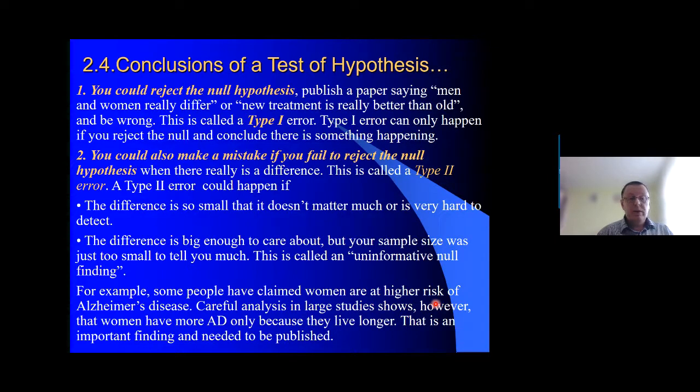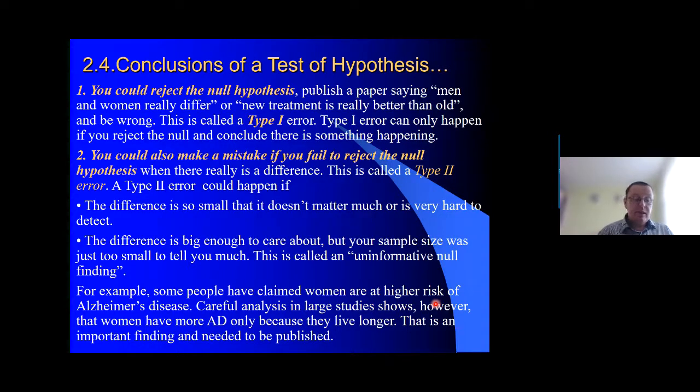A type 2 error happens when the difference is so small that it does not matter much, or it's very hard to detect, or the difference is big enough to care about, but the sample size was just too small to tell you so much, or we have uninformative null findings.